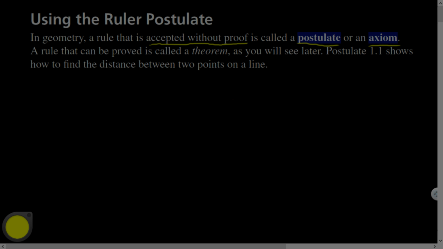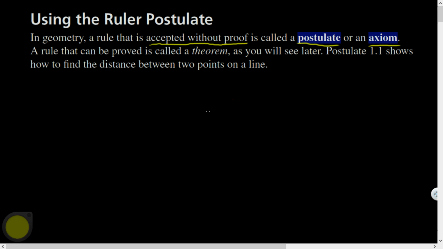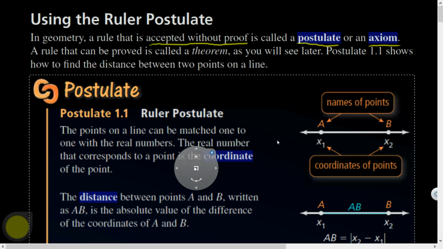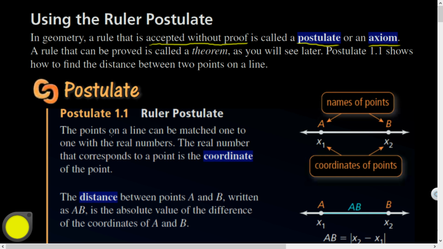As far as measuring things with a ruler, we've got this ruler postulate, which says the points on a line can be matched 1-to-1 with the real numbers. Think about the number line. And the real number that corresponds to a point is called the coordinate of the point. In terms of 2 dimensions, you have seen ordered pairs, x, comma, y. There are also ordered triples for 3-dimensional space. You can also go beyond 3 dimensions in linear algebra.